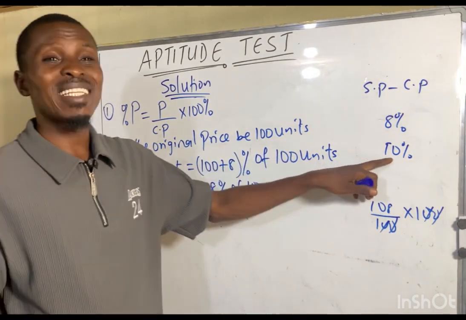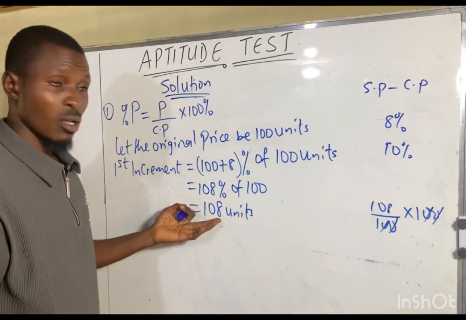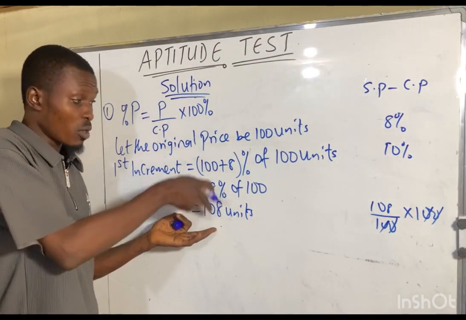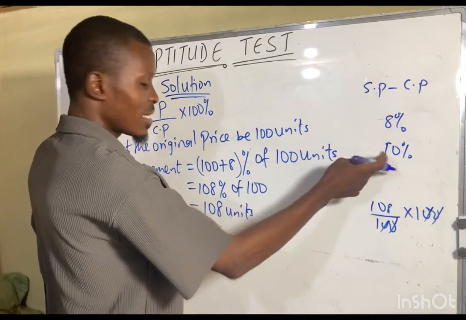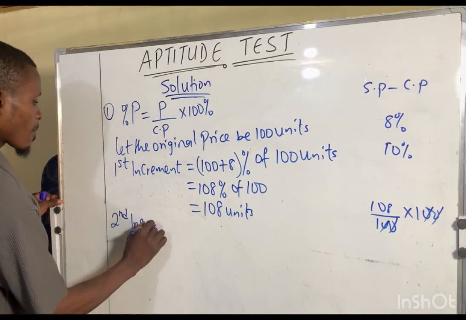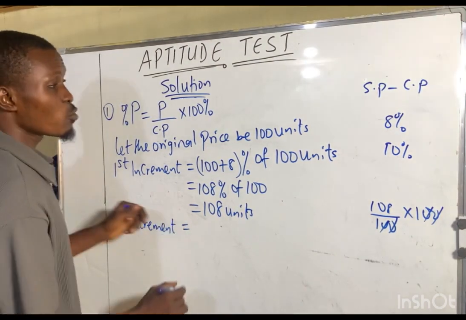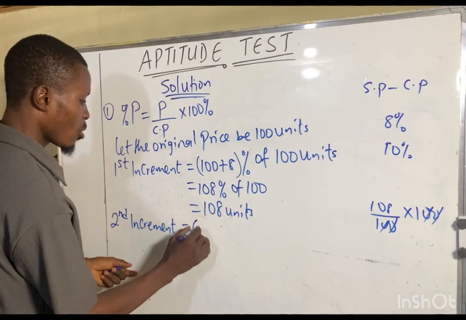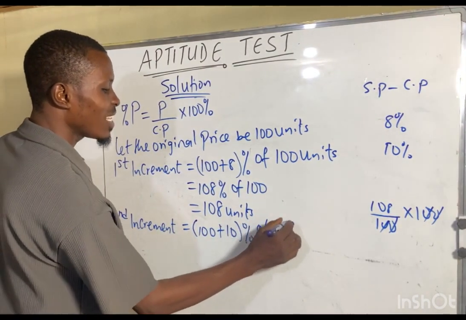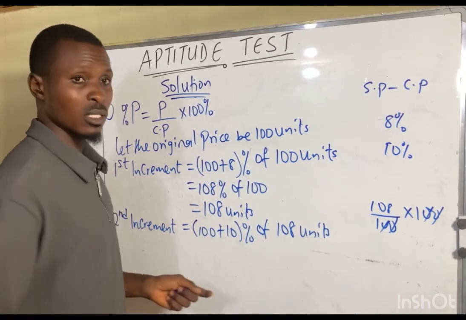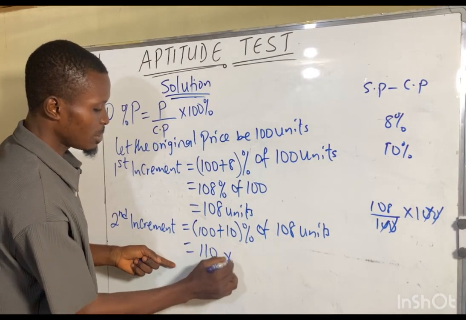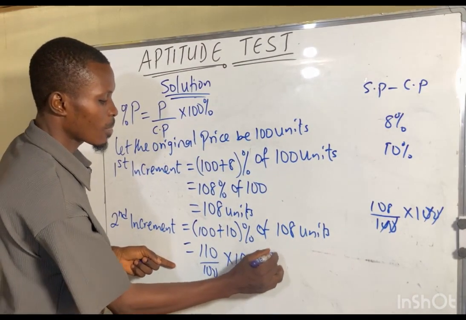Now the second increment is by 10%, right? Still on this, not on the original. This is now the new price, the current price rather. So for the second increment, we have 100 plus 10, that is 100 plus 10% of 108 units. This is 110 over 100 times 108 units.